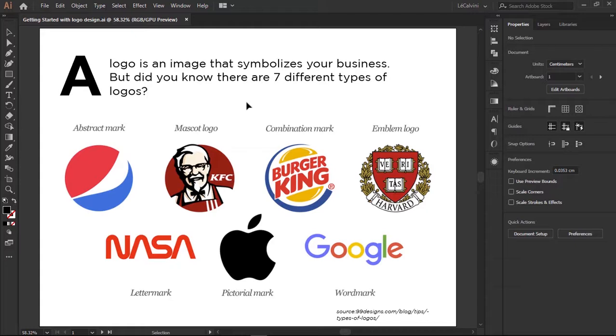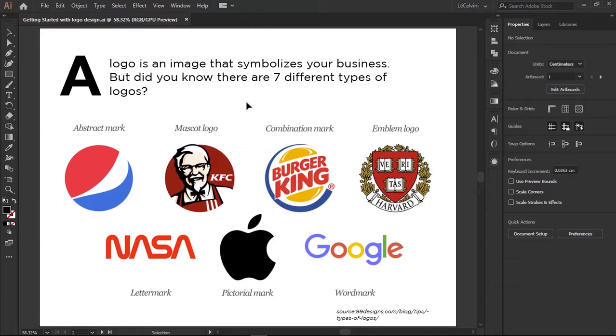So when someone asks you what is a logo, how would you define it? You would say an image, a symbol, all that stuff that comes to your head. So as you could see, a logo is an image that symbolizes your business. It means it shows what your business is about. I think it's the shortest way of saying, hey, this is what I do.